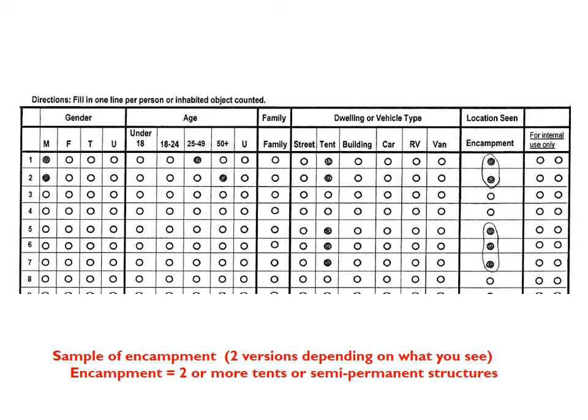That's one example. If you look down to lines 5 through 7, that would be another sample of an encampment. That would be if you see 3 tents together, and you can't see anybody inside. However, there are tents that you can tell are inhabited. You just aren't sure how many people are inside. That also qualifies as an encampment. So you can do a line for each tent, fill in the column for encampment with a circle, and then you're done.